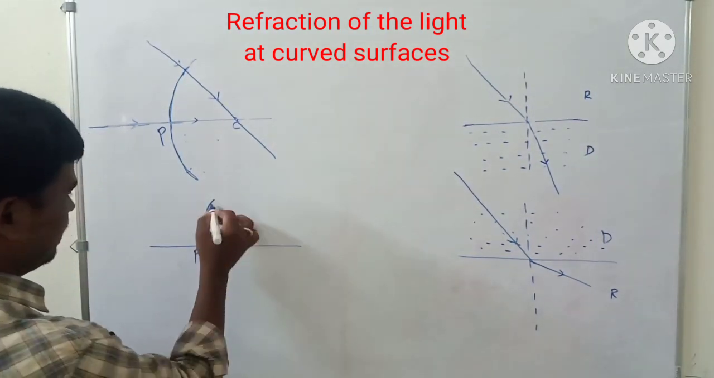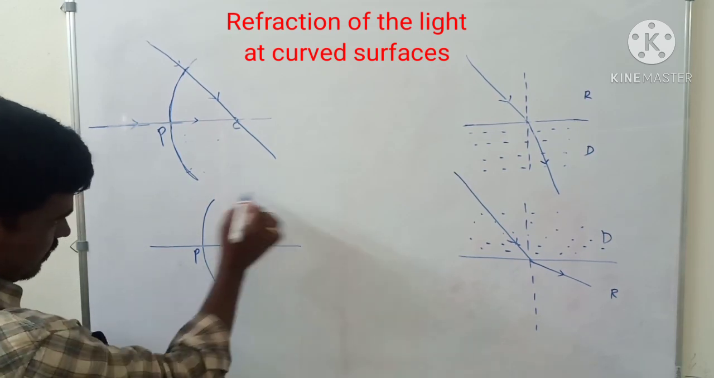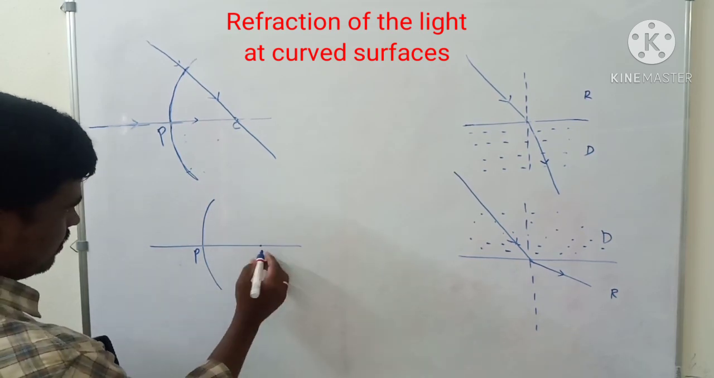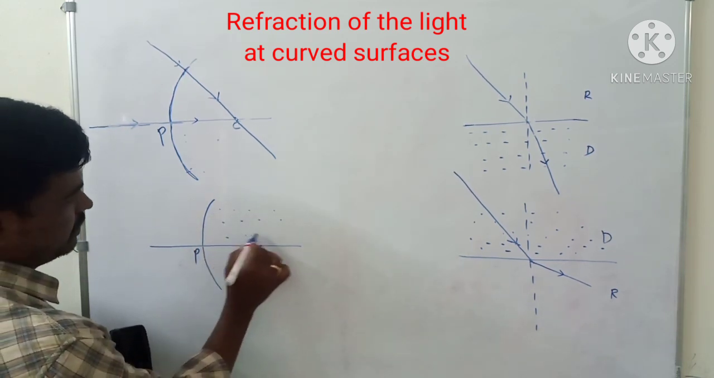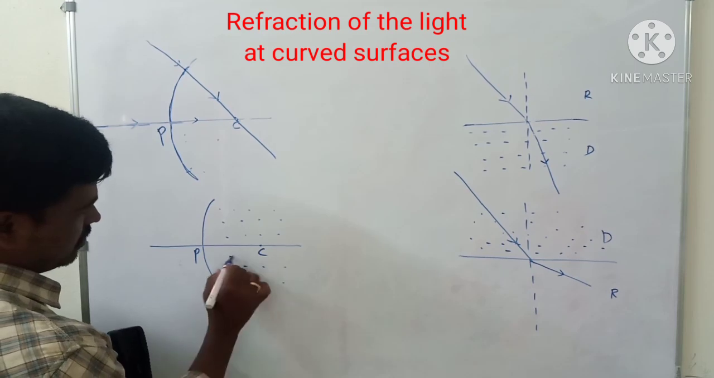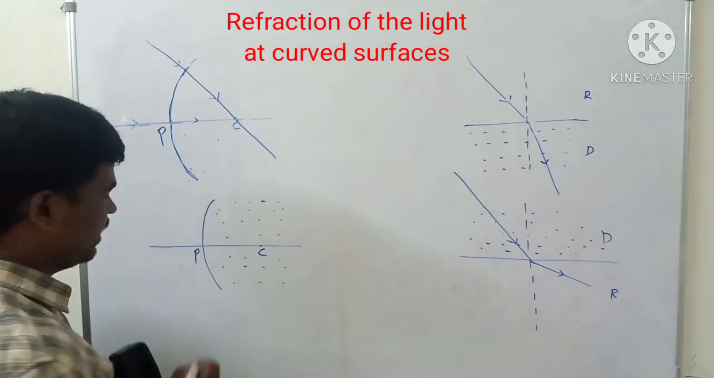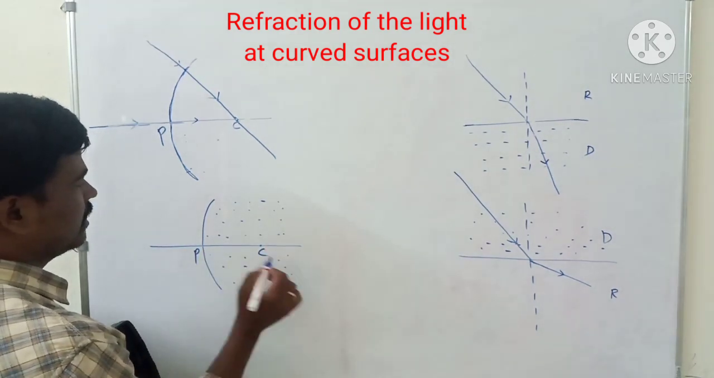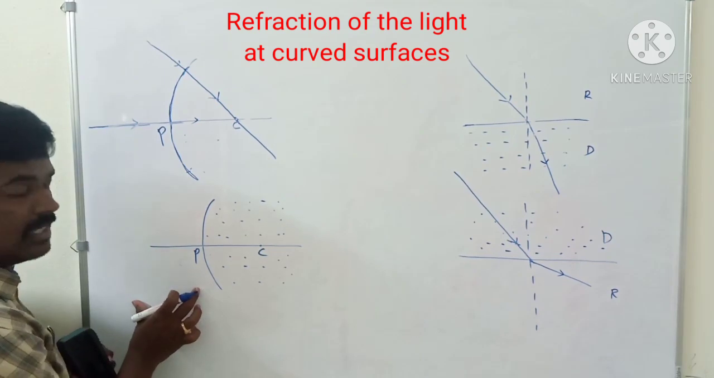So this is P, the middle point of the curved surface. This is C, the center point of the sphere, the center of curvature. Let me assume this side is a denser medium. What we are going to learn is how rays bend at the curved surface. I'm assuming that here it is a denser medium, and this side is a rarer medium.